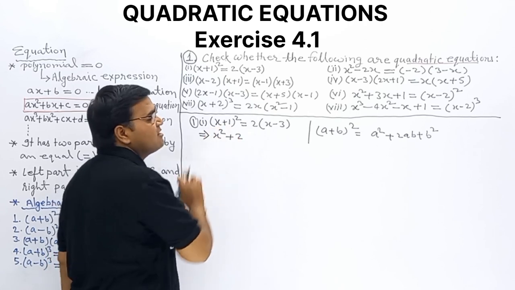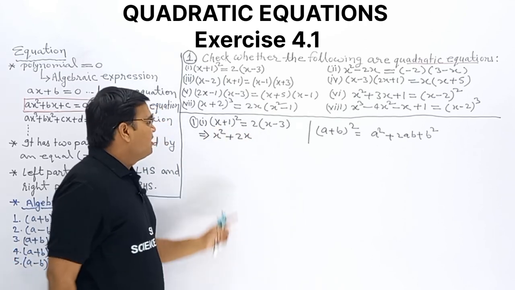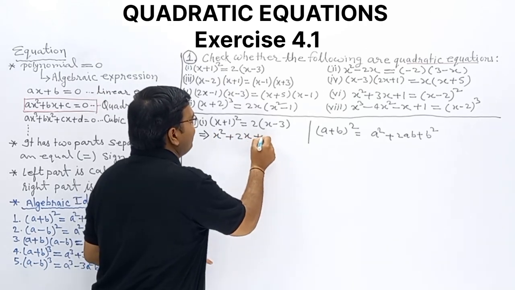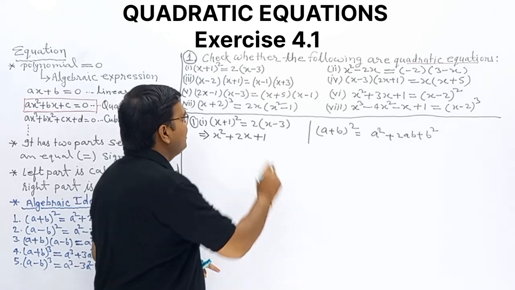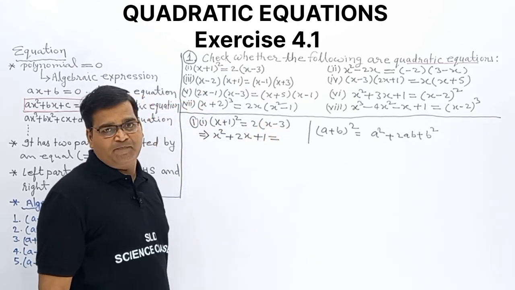A is the x, B is the 1. Multiply, then what are we getting? x only. A square plus 2AB plus B square is the 1 square. 1 square is what? 1. Now in the right hand side what are we having? 2 times of this bracket.